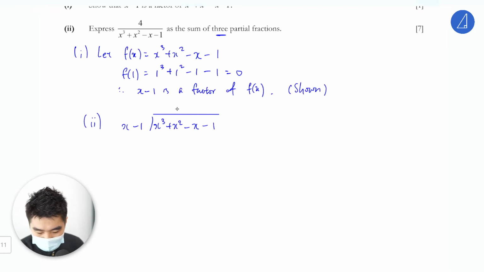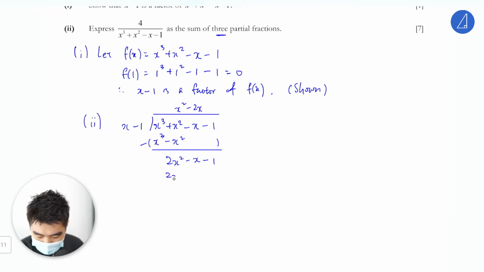Remember that we have to systematically get rid of the first term one by one, all right? So we get rid of x cubed first, and we produce an x squared over here. Okay, minus, bracket, draw a line. So the first term is gone as what we intended. This is now 2x squared minus x minus 1. Then we get rid of the first term in this next line, which is 2x squared, and we produce 2x. Right? Then minus and draw a line.